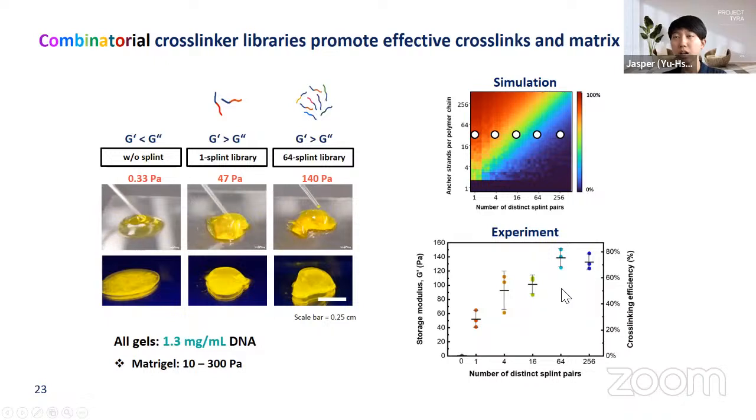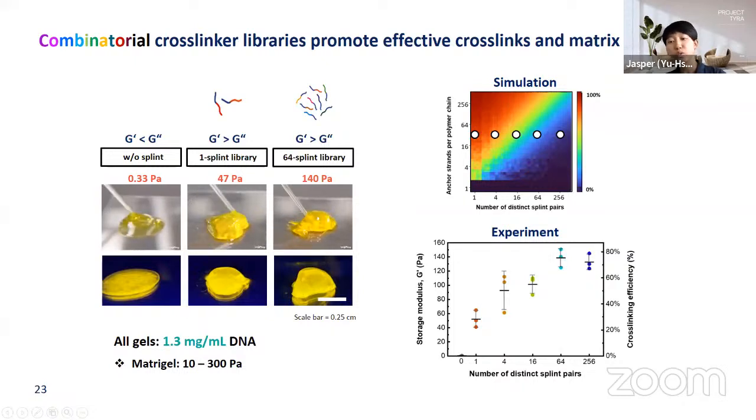And I want to point out that we also discovered that if you have too many splint sequences in your pool, the kinetics of them finding their perfect match becomes very, very slow. So at the end, you did not actually increase the stiffness because they just couldn't find a match in a certain amount of time. We found a sweet spot around 64 splint pairs. But nevertheless, all of the gels use the same amount of DNA.